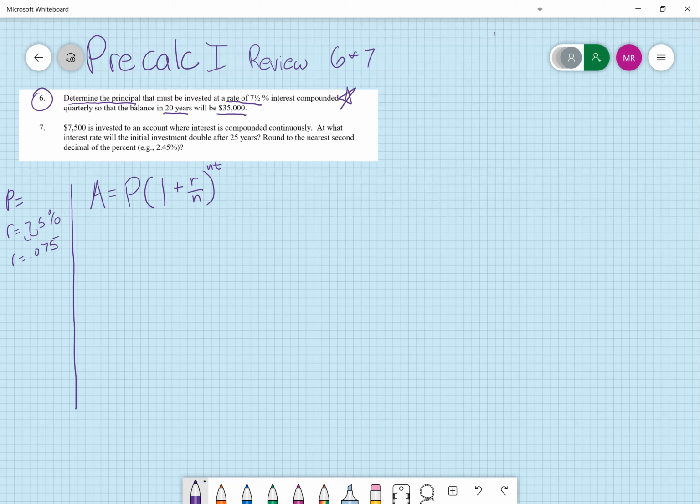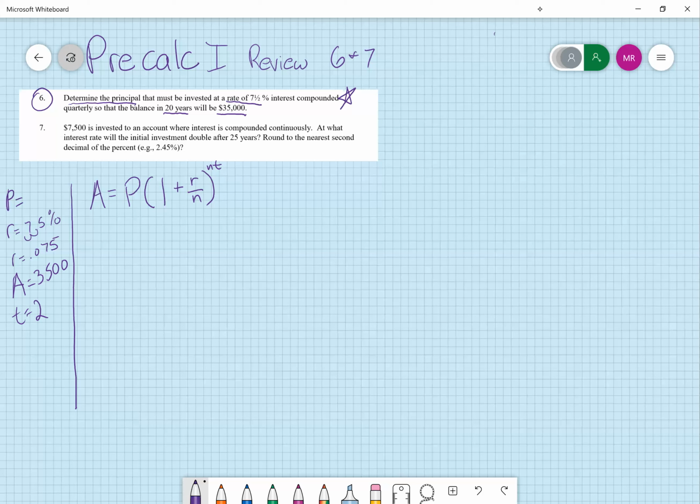The balance in 20 years will be $35,000. So my ending amount, in 20 years it will be 35,000. That's my A. And then my T is 20.